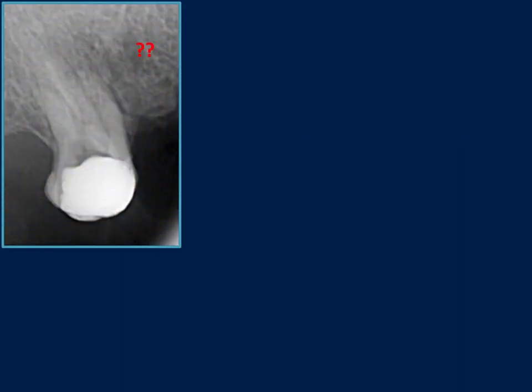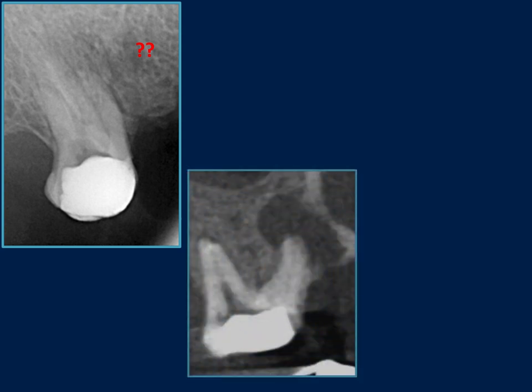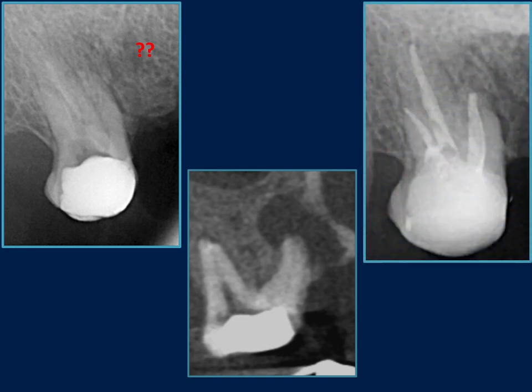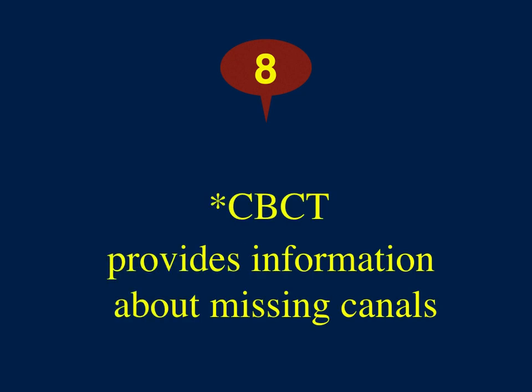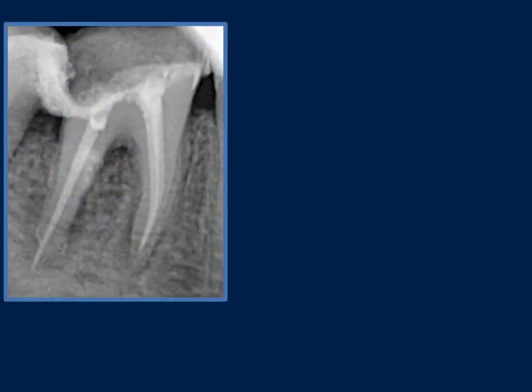Another case here, with the regular X-ray, you could not see anything. With the CBCT, you can see a huge periapical lesion, which justifies root canal treatment. Another cause of usage of CBCT, it will provide information about missing canal. If you look at this X-ray here, you see good root canal treatment, but we have a lesion in the distal root. Why it happened, we do not know.